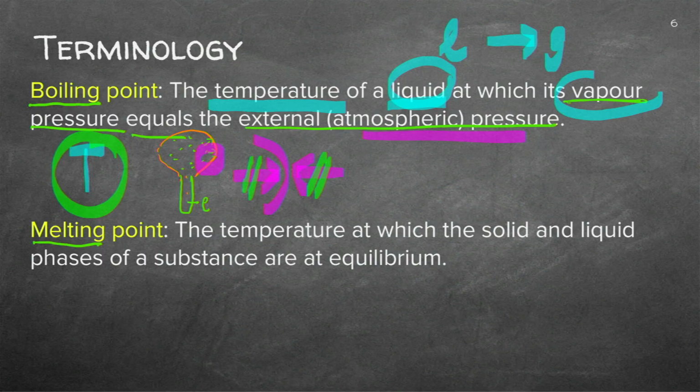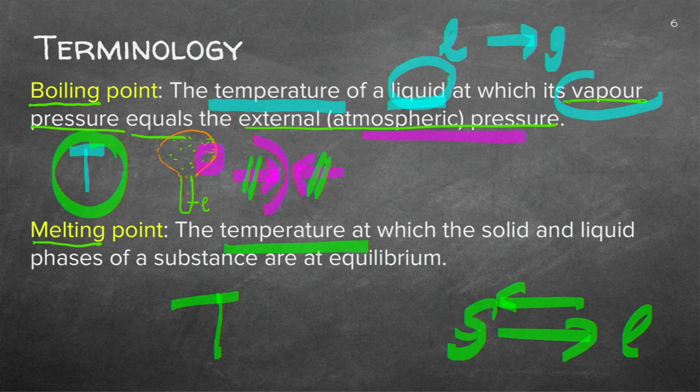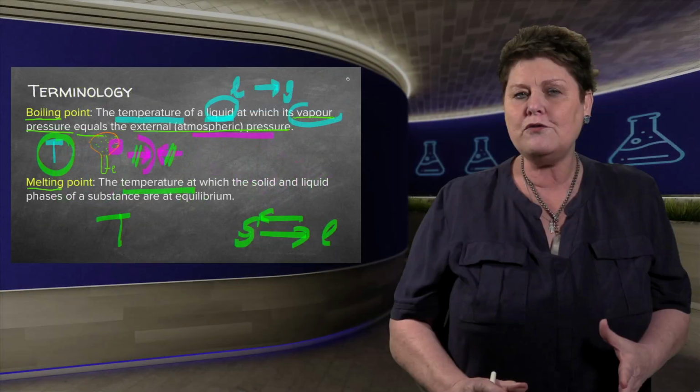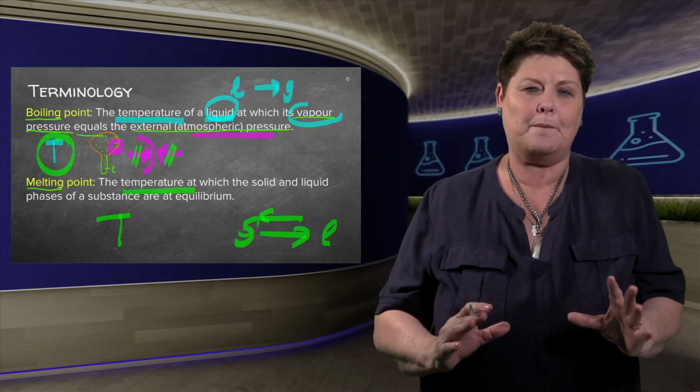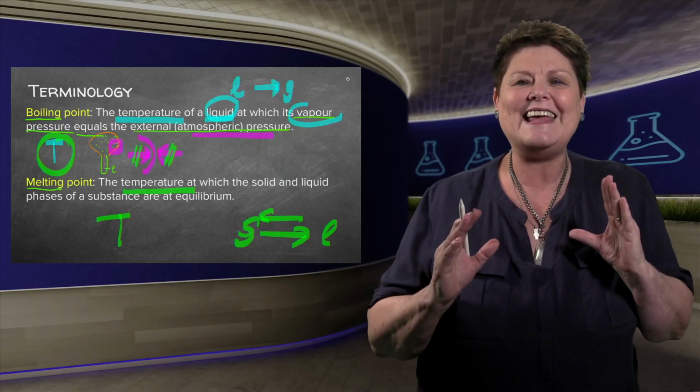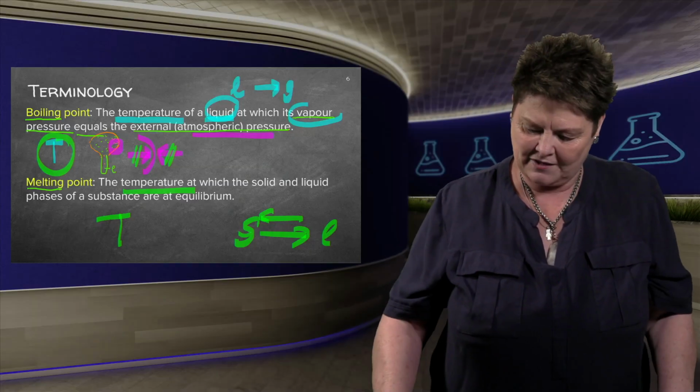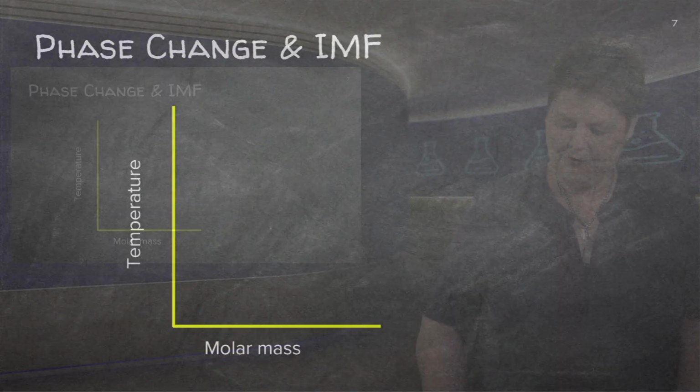The melting point is much easier. It's the temperature, again the temperature, when the solid and the liquid are in equilibrium. So you've got to know those two, and I can give you a very, very good tip. One of these will be in every exam that you write. Right, let's have a look at the phases.